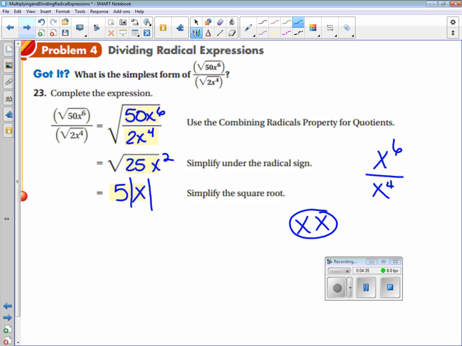Okay, Eric. Because this index is even, 2 is even, and this power 1 is odd, you have to put absolute value. If the x was squared, we wouldn't have to worry about it. To the 3rd power, yes. Any odd power. Okay.